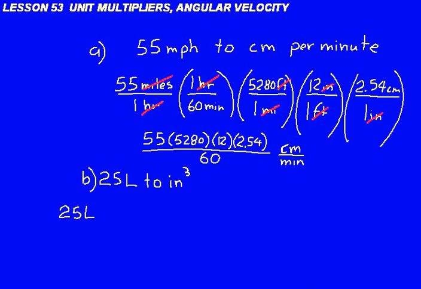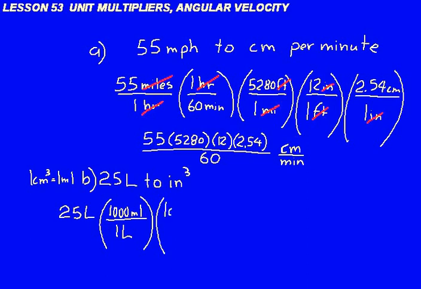We could go liters to milliliters, and hopefully you know that there is one cubic centimeter in 1 milliliter. So we can go from milliliters to cubic centimeters. That's a 1-to-1 conversion there. The numerical values are equal, just the units are different. And then we can go from cubic centimeters to cubic inches. So let's go ahead and convert to milliliters first. 1,000 milliliters in 1 liter. And then let's do our 1-to-1 conversion here.